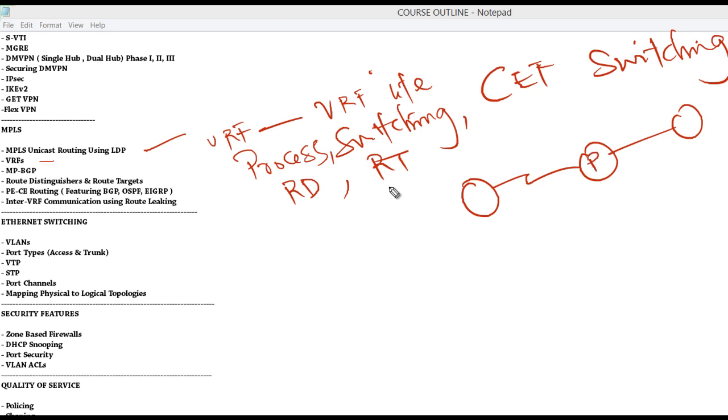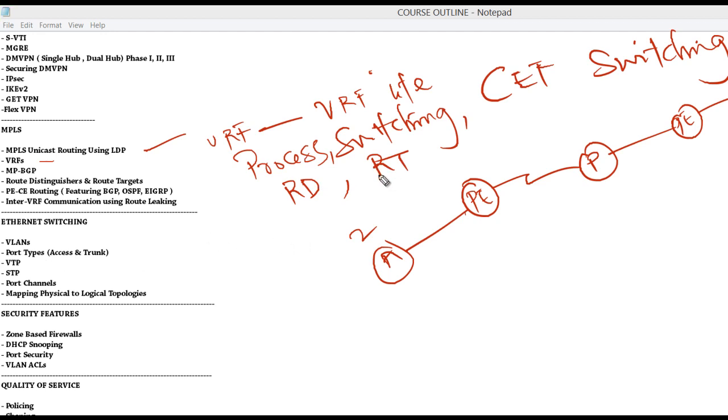But what it simply does is, let me say I have this router. Let's say this is our P router and this is our P router, and we are now connected to customer A site 1, and we are also connecting to customer A site 2 over here.